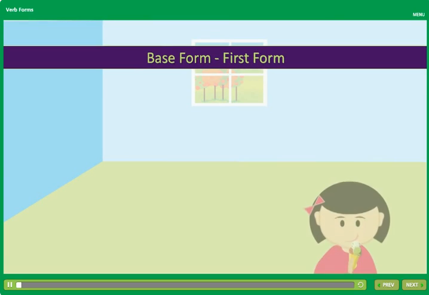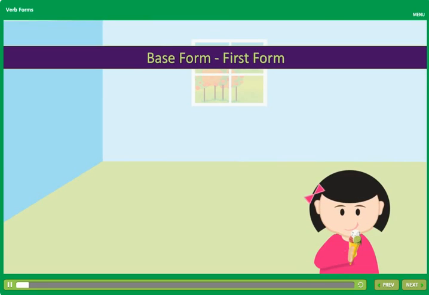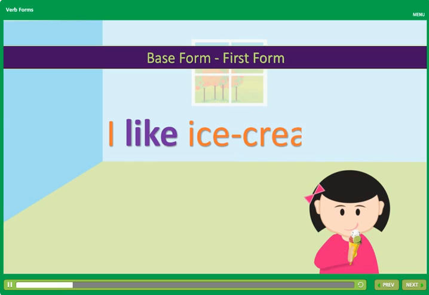All verbs have a base form. This is the form of the verb when nothing extra is added to it. Another name of this form is first form of the verb. For example, in this example, like is the base form of the verb.